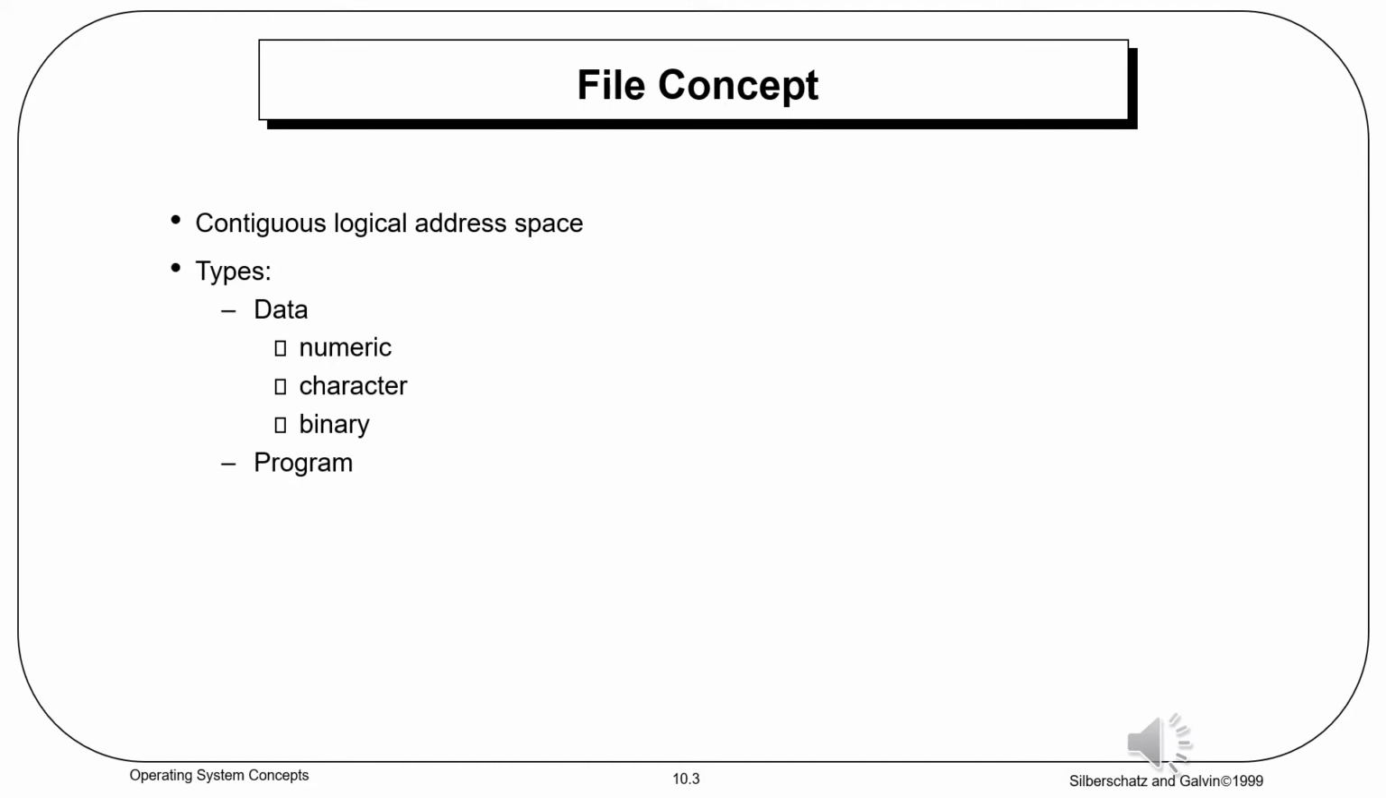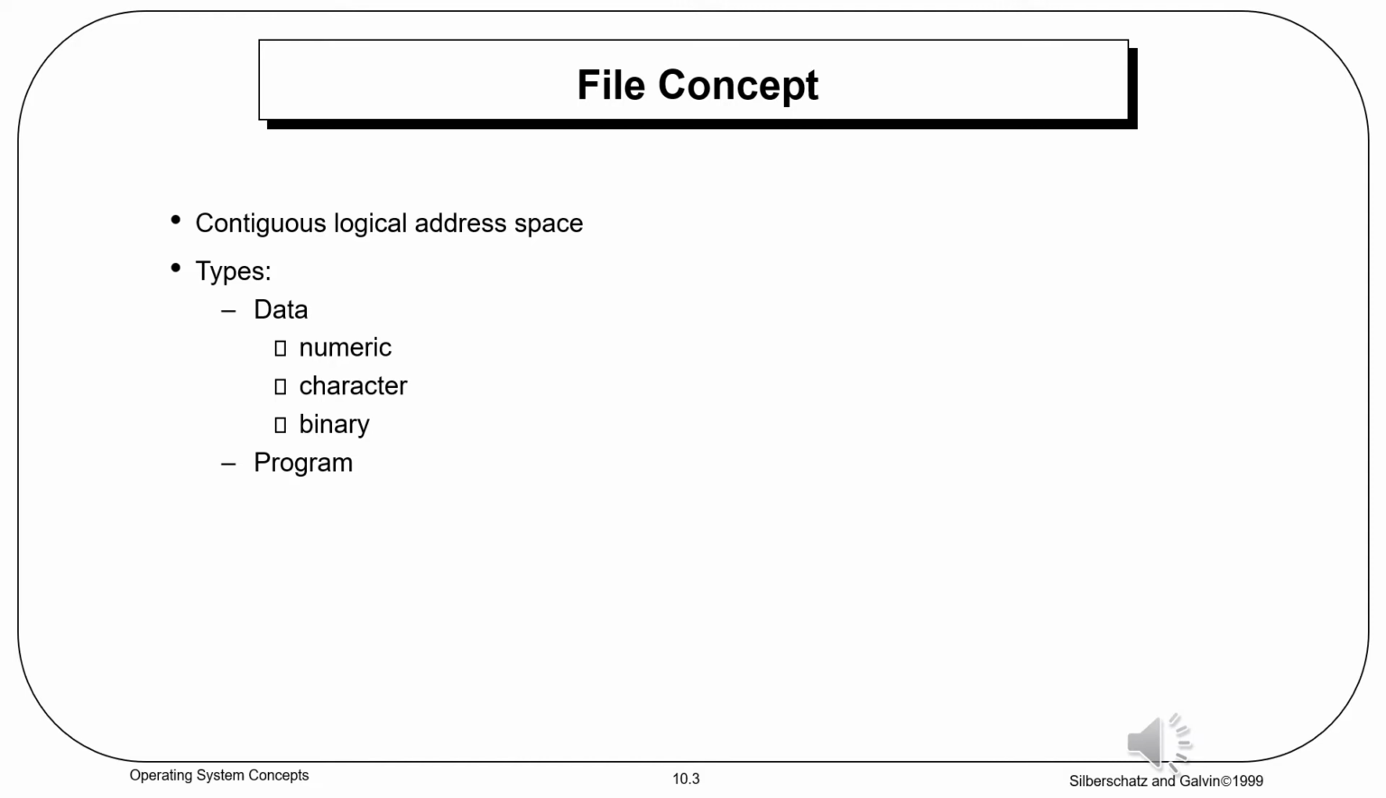Computers can store information on various storage media such as magnetic disks, magnetic tapes, and optical disks. So that the computer system will be convenient to use, the operating system provides a uniform logical view of information storage.